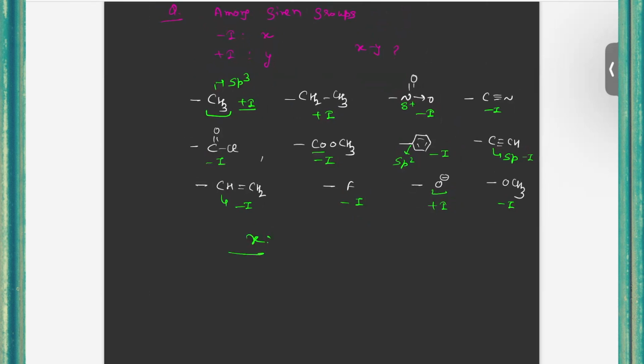Okay. So what is the value of X we are having? X we are having 1, 2, 3, 4, 5, 6, 7, 8, 9. What is the value of Y we are having? 1, 2, 3. So what is X minus Y? We are having 6. So how much did you get?